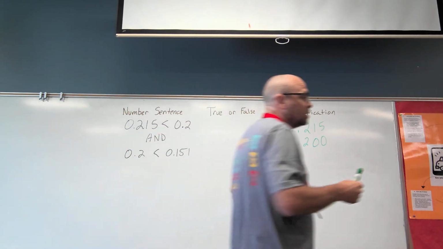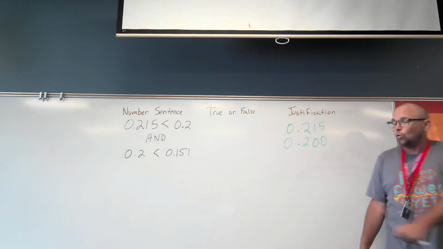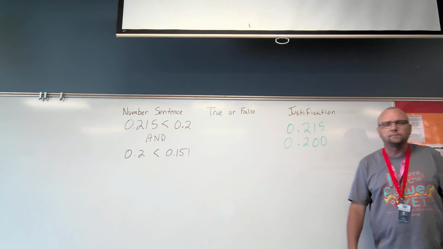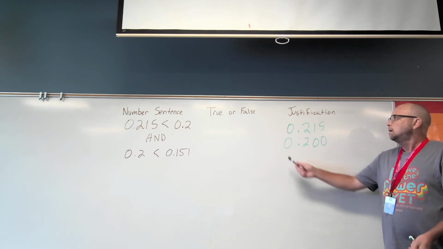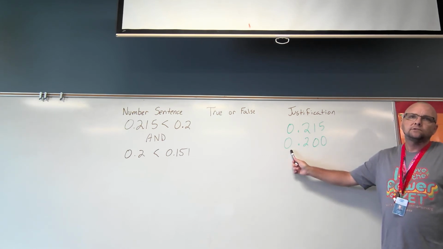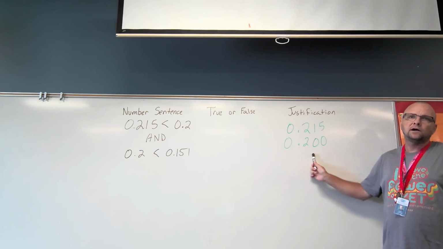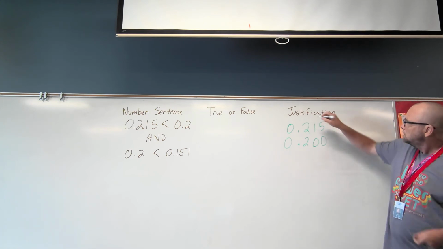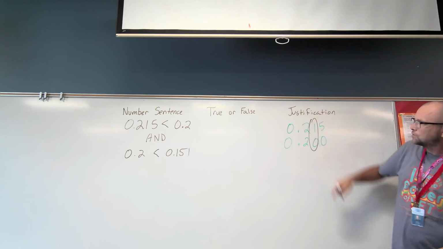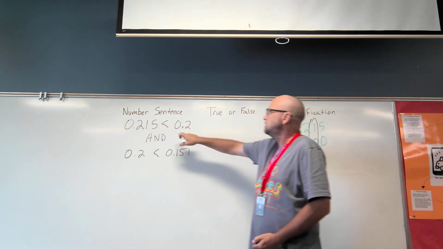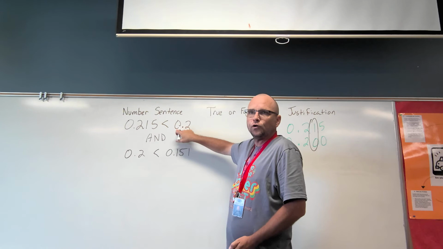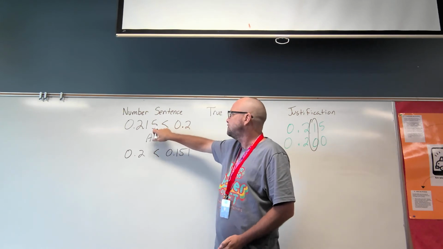So now we look. DJ, what place value do I start comparing in? You start at the ones. Is there a difference in the ones? No. Is there a difference in the tenths? No. Hundredths? Yes. Difference in the hundredths. 1 is greater than 0. This one is true. This one is false.